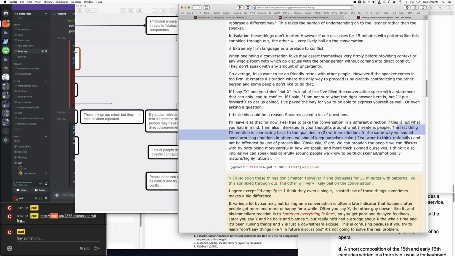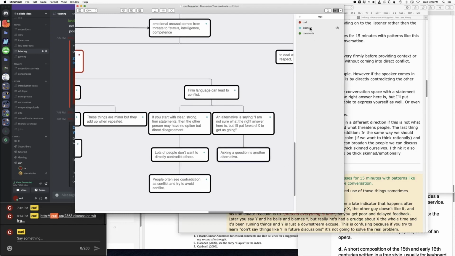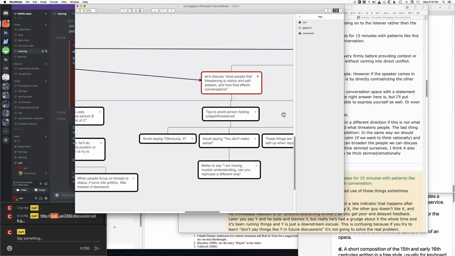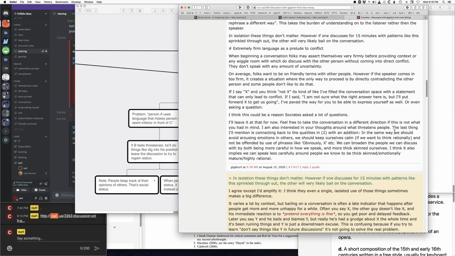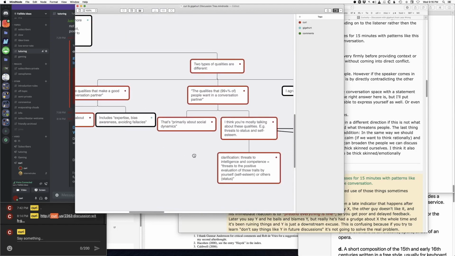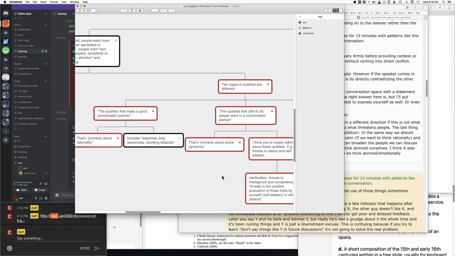Okay, so do I need any nodes from here? Yeah, I should get something. So we can both be thick-skinned and tolerant while also trying to be easy to listen to. Where does that go? Put under tips to avoid person feeling threatened, or, he said it was related to 2, so I'll go back to the 2, which is over here somewhere. Yeah, okay.